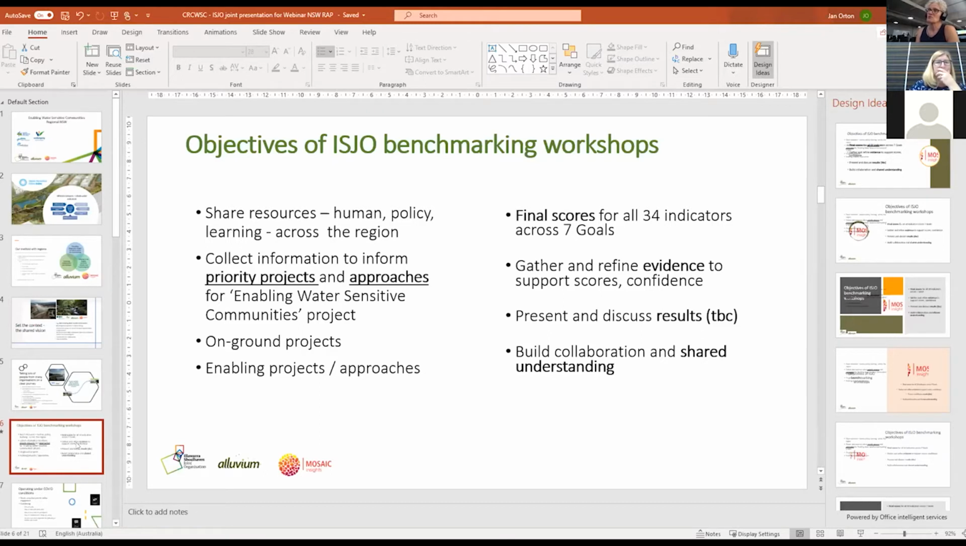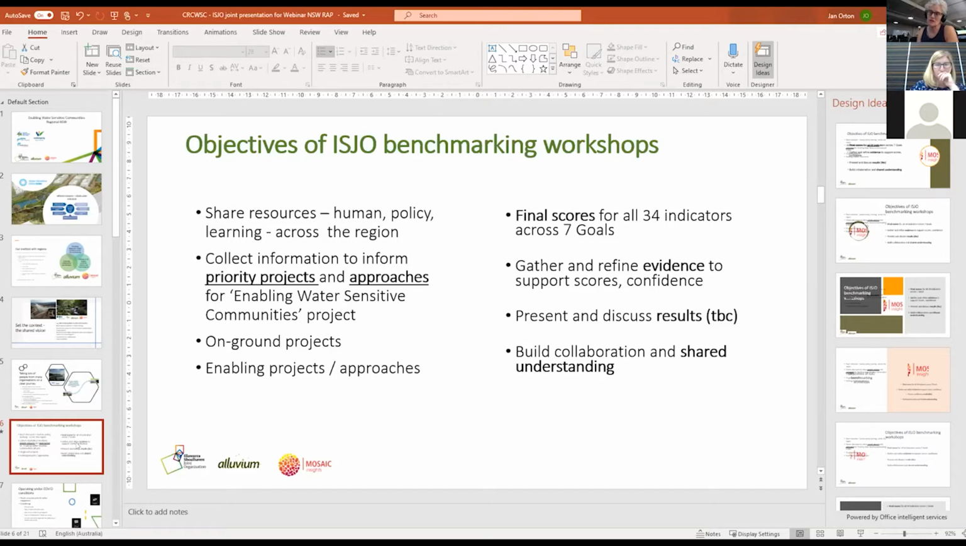So what we found is really important for us to collect information to inform priority projects, particularly around capacity building, policy platforms, and just the next steps to get the Illawarra Shoalhaven on the road to their vision for enabling a water sensitive community. It identified a couple of on-ground projects, a lot of enabling projects and approaches. So we got final scores for all 34 indicators and 7 goals. Some of our confidence levels were a little low for the councils because the representation from staff wasn't as high as we had hoped. And then we gathered and refined as much evidence as we could.